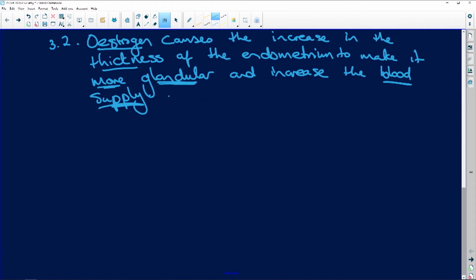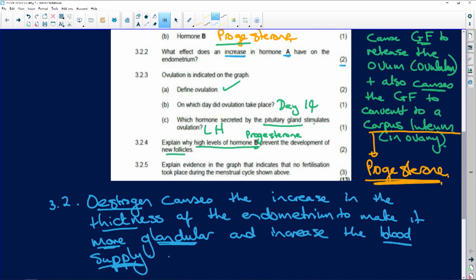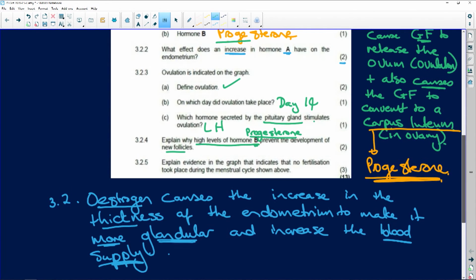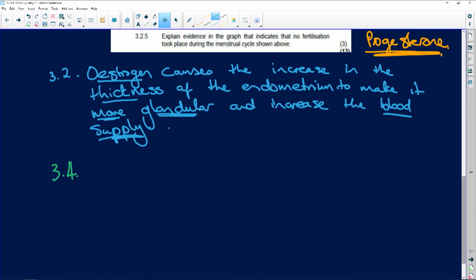So for this question, we're now looking at why high levels of progesterone prevent the development of a new follicle. It was 3.2.4, but okay, it doesn't really matter. Okay, so this is what's important.